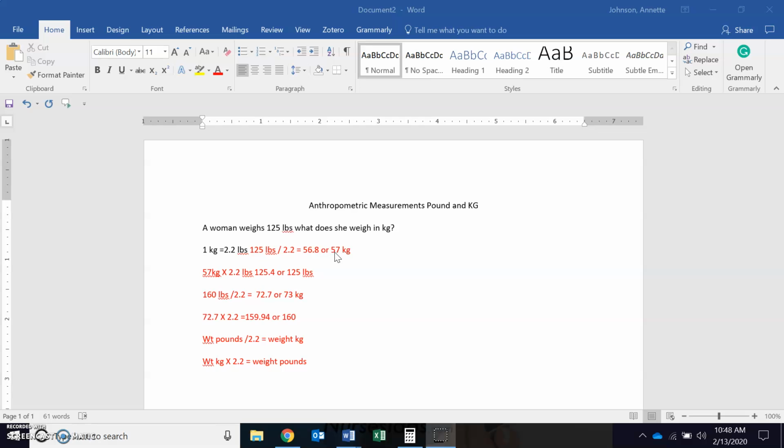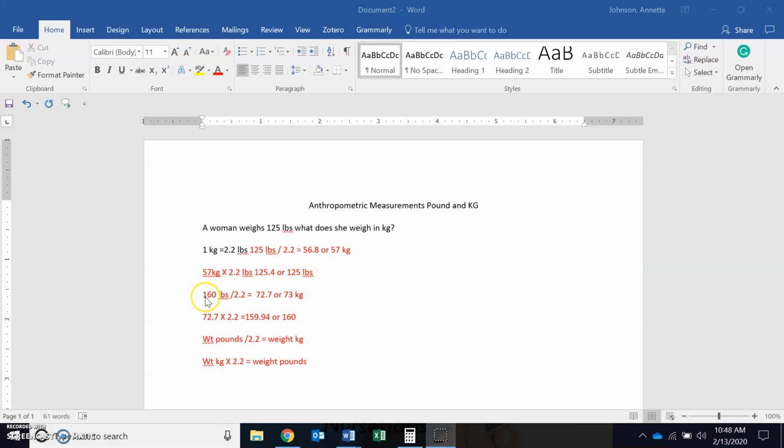Now, you would be more precise if you were in a clinical setting, but for our purposes, we're going to round up on this. So if we know she weighs 57 kilograms, if we multiply that by 2.2, we come up with 125.4, or rounding down is 125 pounds.